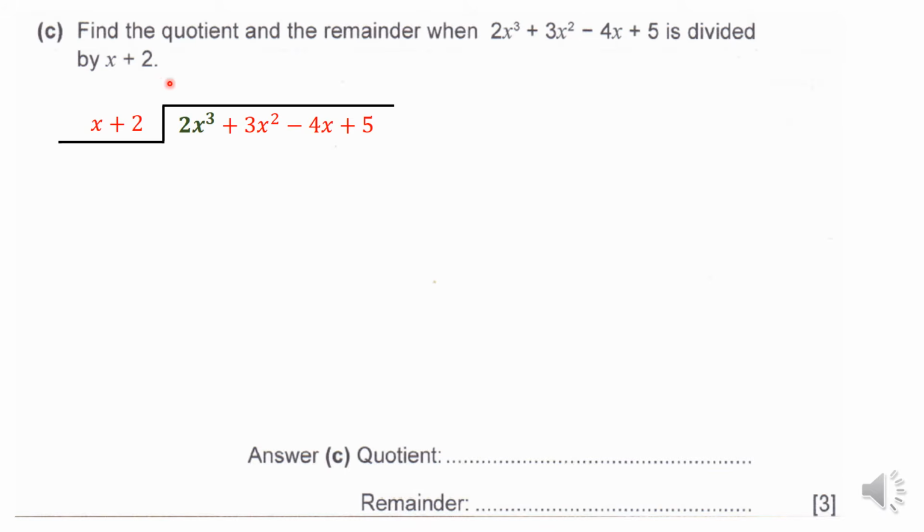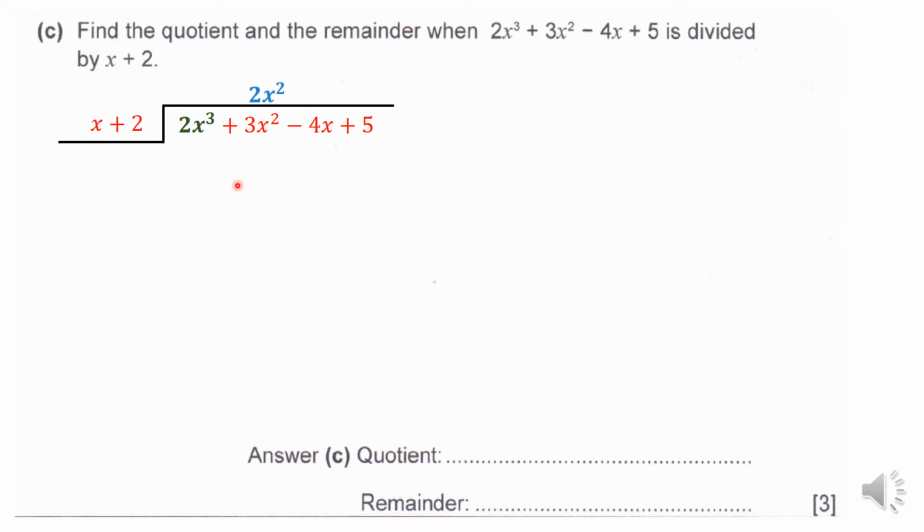Part C, you're supposed to find the quotient and the remainder when you are dividing 2x cubed plus 3x squared minus 4x plus 5 by the quantity x plus 2. Now, you can use synthetic division or you can use long division. As long as you get to the answers, you can look at previous videos where I've done numerous questions on long division, or even synthetic, or what you can call short division.